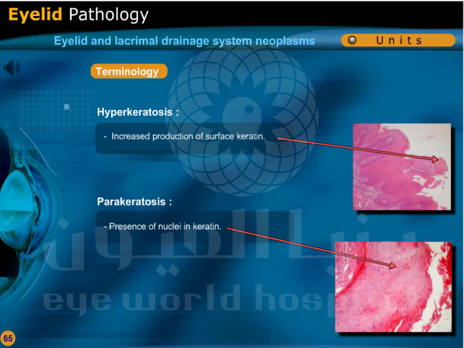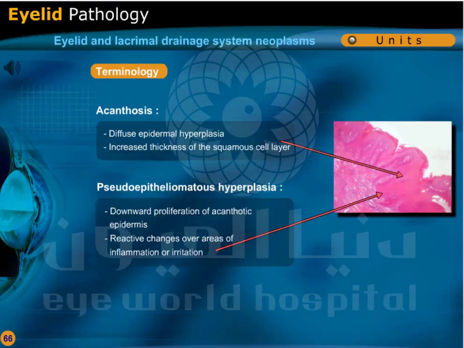Hyperkeratosis is increased production of surface keratin, whereas parakeratosis is the presence of nuclei in keratin. Acanthosis is increased thickness of the prickle cell layer. Pseudoepitheliomatous hyperplasia is downward proliferation of acanthotic cells. It is a reactive change over areas of inflammation or neoplasia.